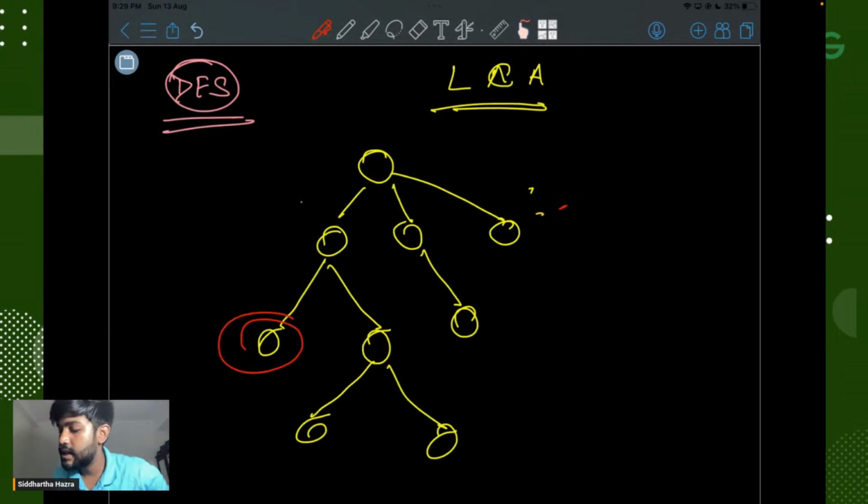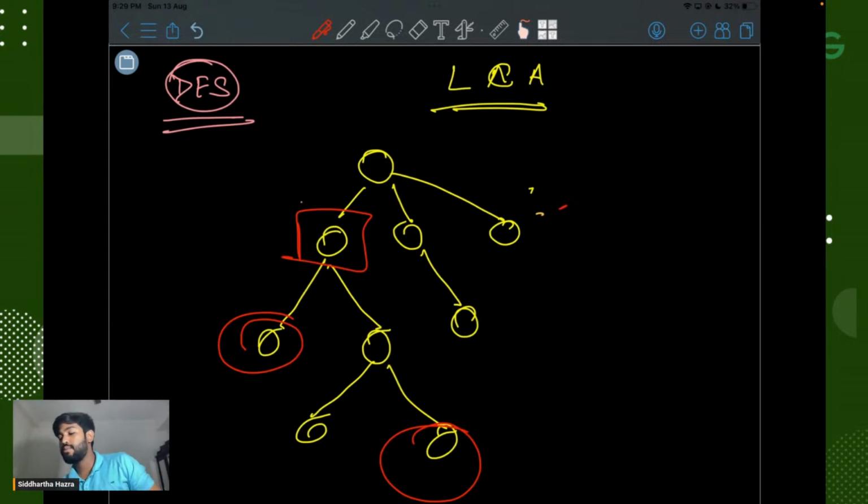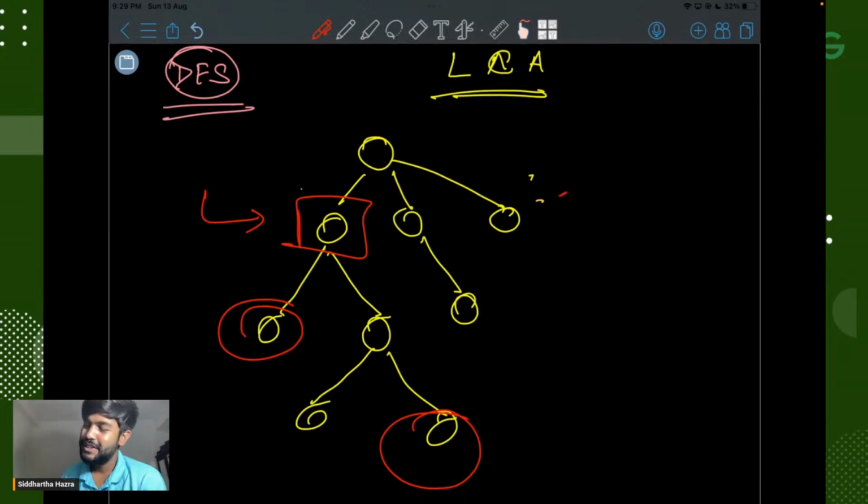For this person and this person, the common ancestor is this one. They both have this as the first common ancestor. If you observe, do we have something like this? No. So that is why the common ancestor is this one itself. Okay, so as they are common, let's talk about this question.